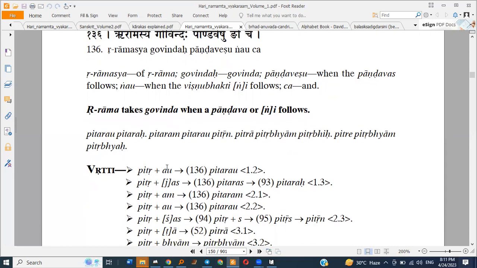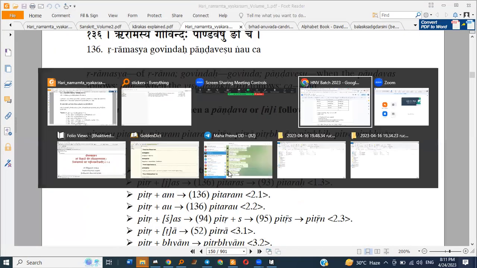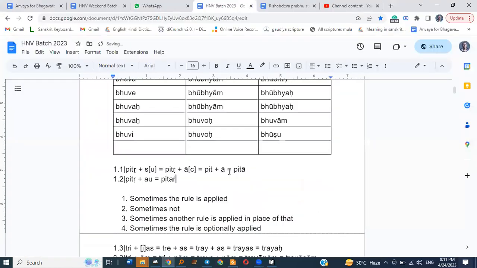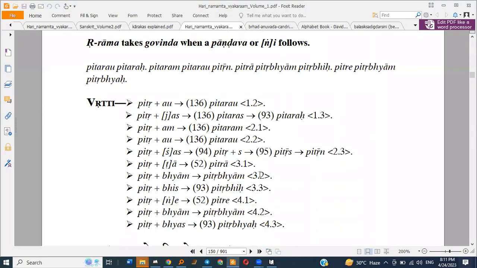So Pitri Yukta Au. Idvaise A, Udvaise O, Ridvaise Ar, Govinda Sangya. So Ri becomes Ar, and we get Pitaro. Because Pandava is following, we did Govinda. Similarly, Pitaraha, Pitaram, Pitarau.